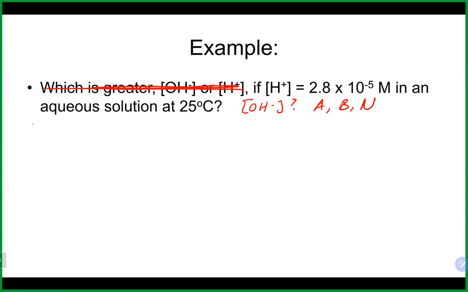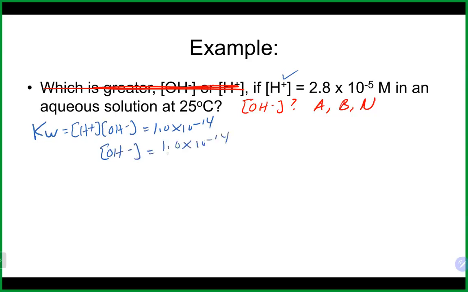So once again, here we will use KW, which is our H plus and our OH minus concentration equals 1 times 10 to the minus 14. In this case, we're given the H plus, so we want to calculate the OH minus. So our OH minus concentration will equal 1 times 10 to the minus 14 divided by what was given, 2.8 times 10 to the minus 5.